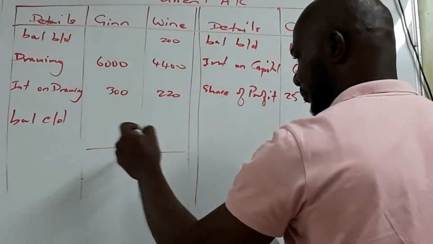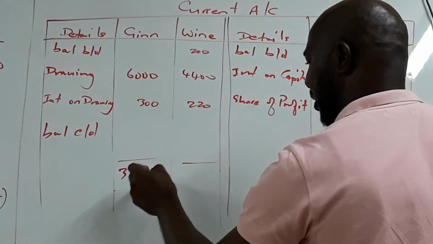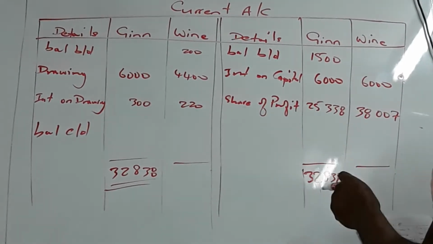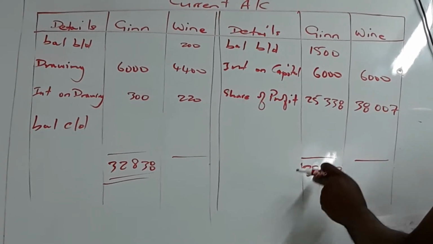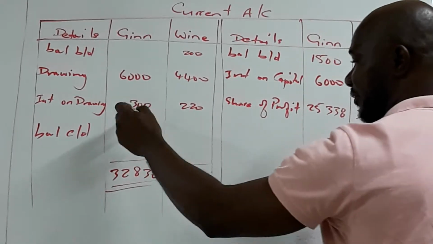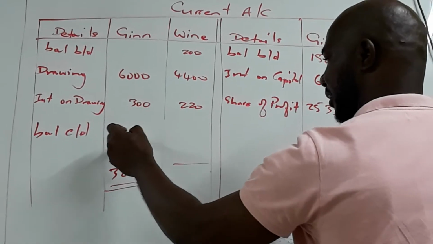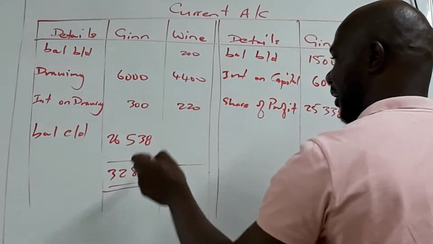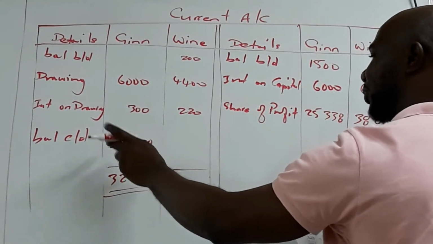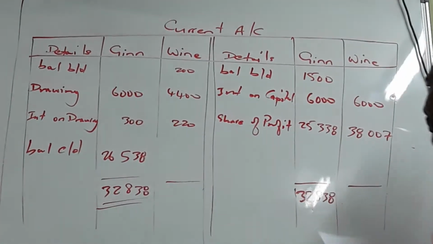Therefore, this must also equal a total of 32,838. Now when you find the difference between both sides, 32,838 minus 6,300, you get 26,538. So the balance for Gin would have fallen on the debit side, which is 26,538. That is the balance c/d we're making reference to.